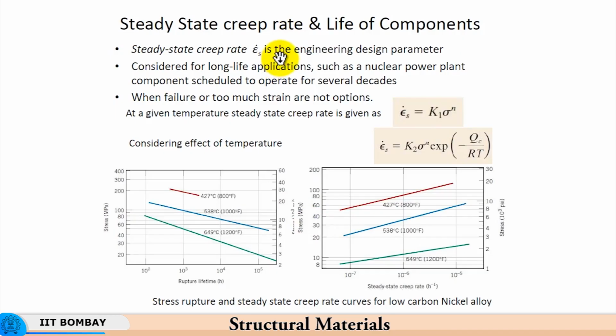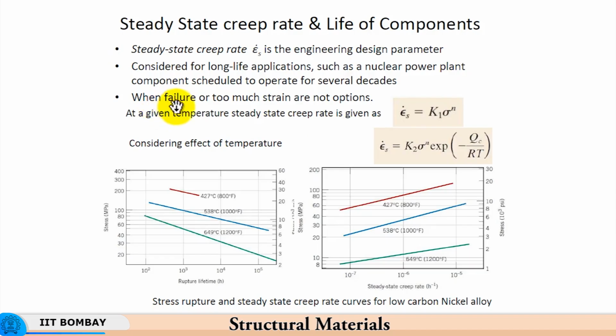Now, this creep rate therefore becomes an engineering design parameter which is always taken into account while designing any product that is subjected to high temperature and stress. So, if you take a nuclear power plant or any power plant or thermal power plant where the pressure vessels are subjected to high temperatures and high pressures, this issue of creep is going to arise.